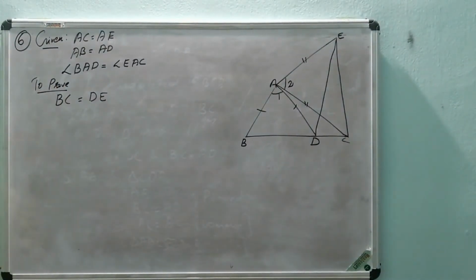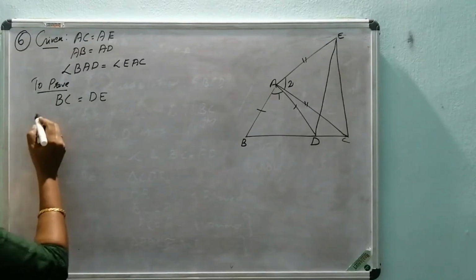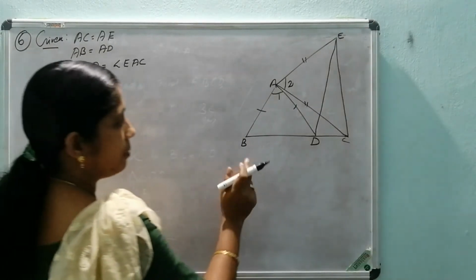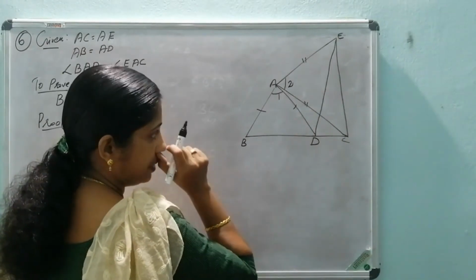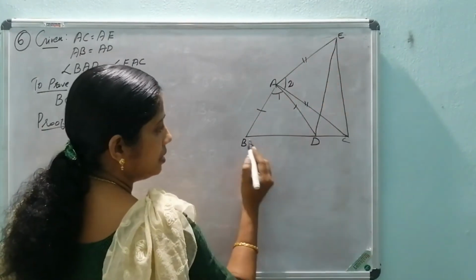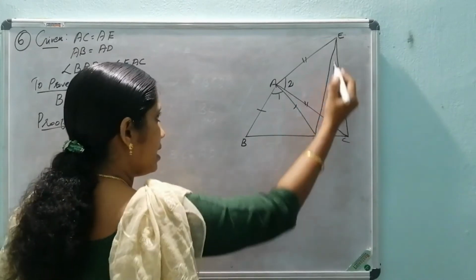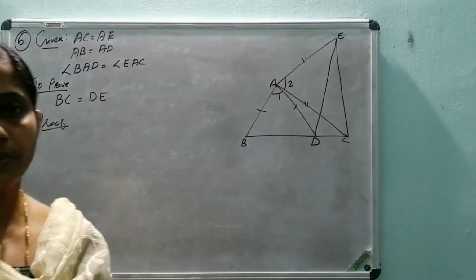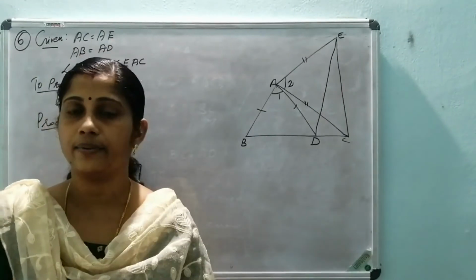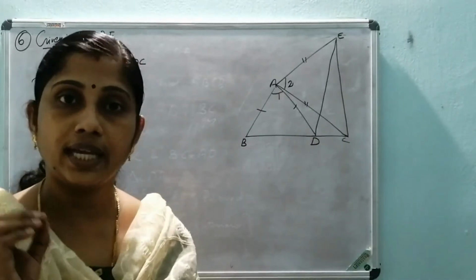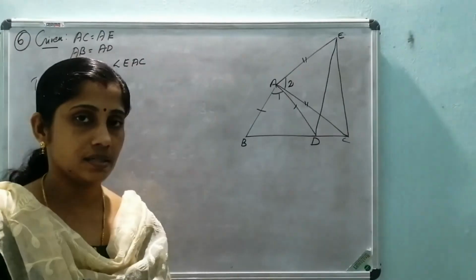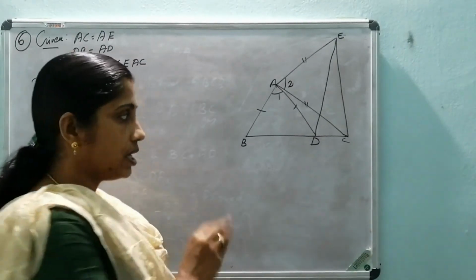Then what do you have to prove? BC is equal to DE. This side BC and this side DE are equal. To prove that, you have to prove that the two sides are equal. To prove that, first you have to take the two triangles which include those sides.